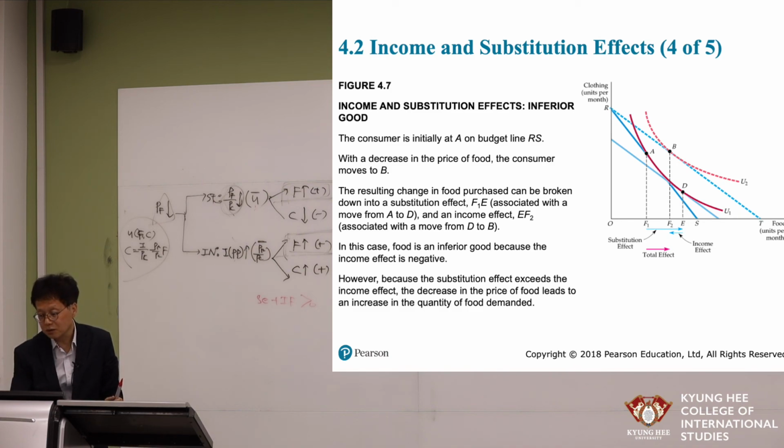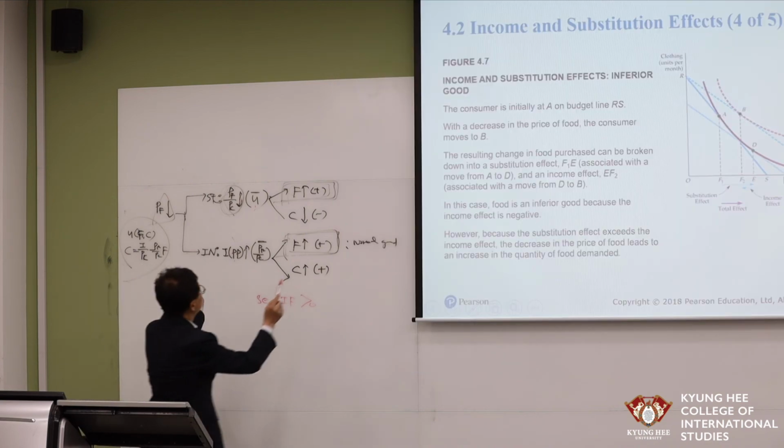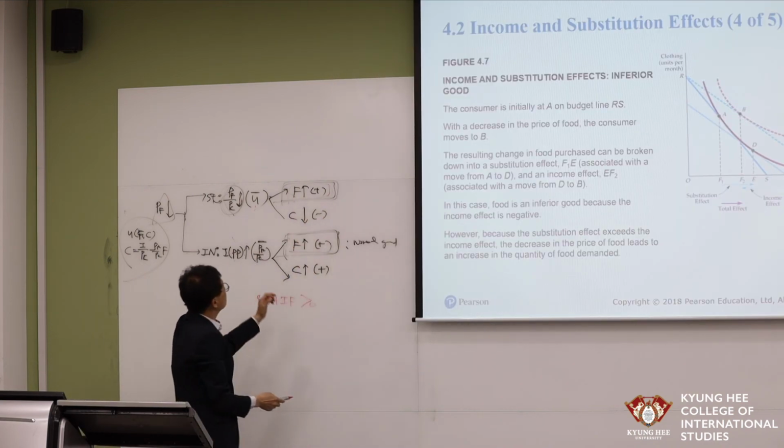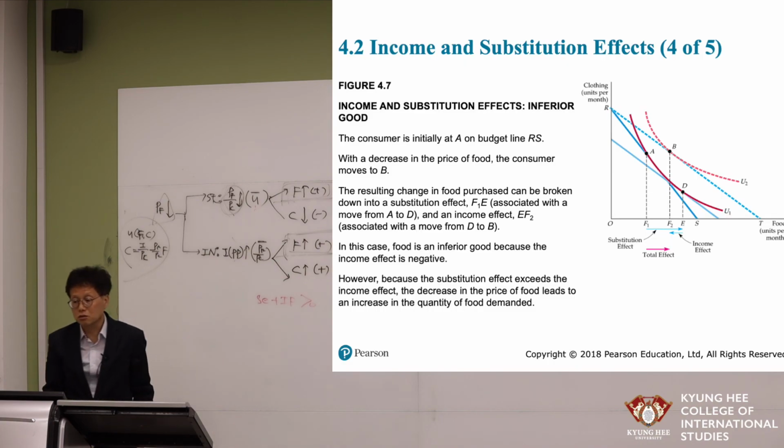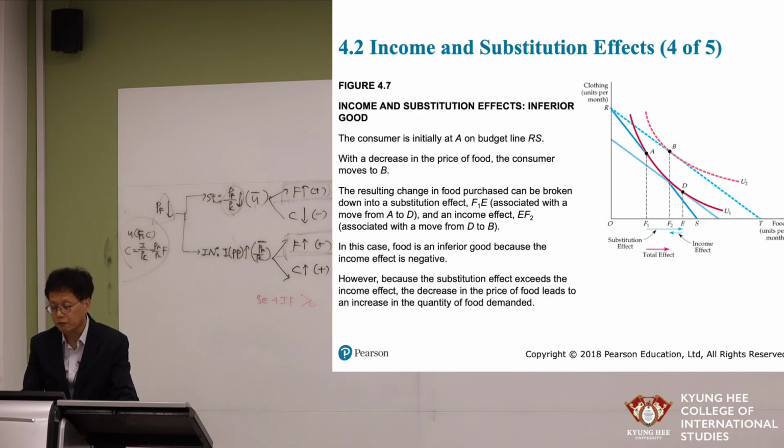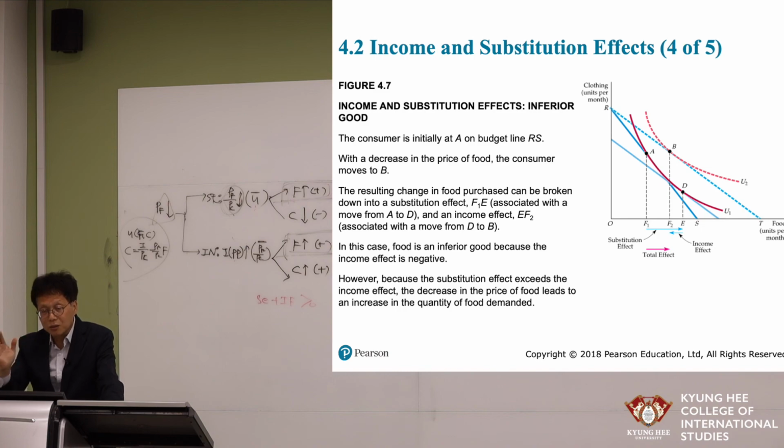The substitution effect is positive, F1E. That is the same as this one. That is positive, the same as the earlier conclusion, the earlier graph, figure 4.6. Now think about the income effect. The income effect is movement from D to B, right?